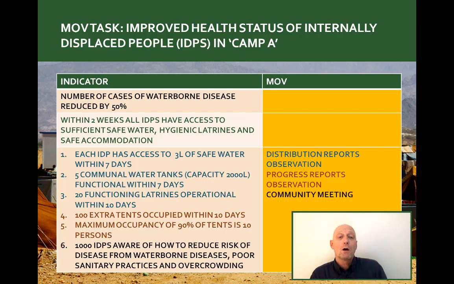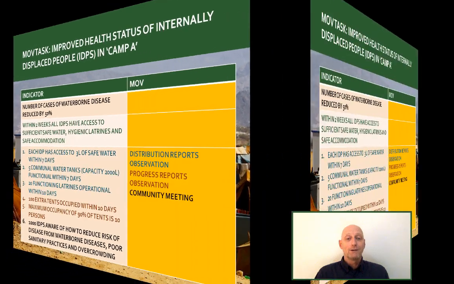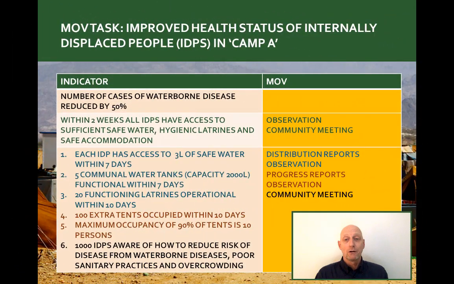Moving up to the outcome level, within 2 weeks, everybody will have access to safe water, hygienic latrines, and safe accommodation. Observation will tell us that those things exist, and a community meeting will give us the qualitative aspect about whether it's enough, whether they're considered hygienic, and whether they feel safe.